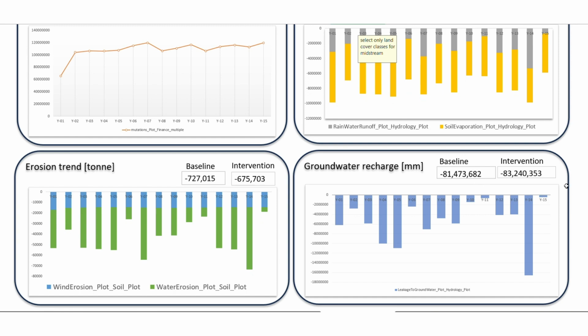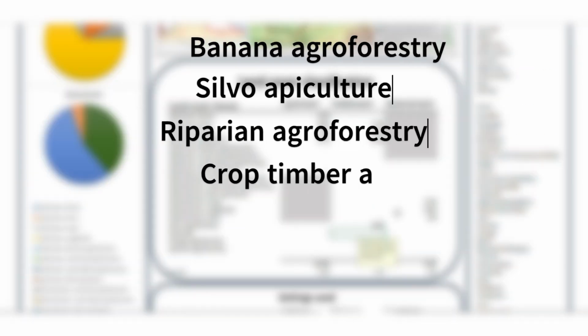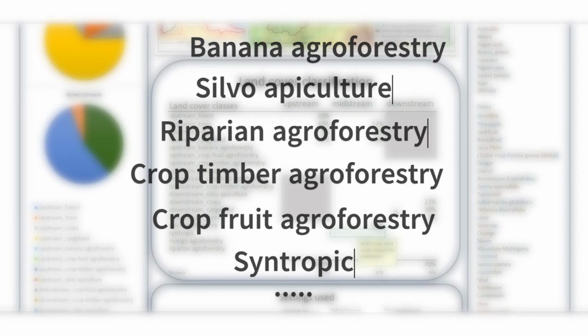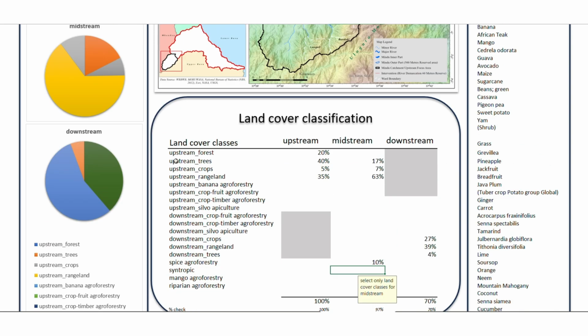In this way, you can keep on experimenting with different land cover classes to decide where to focus on and what to do with the watersheds. If you want to know how these land cover classes look like in more detail, then you can open them in the FarmTree tool.